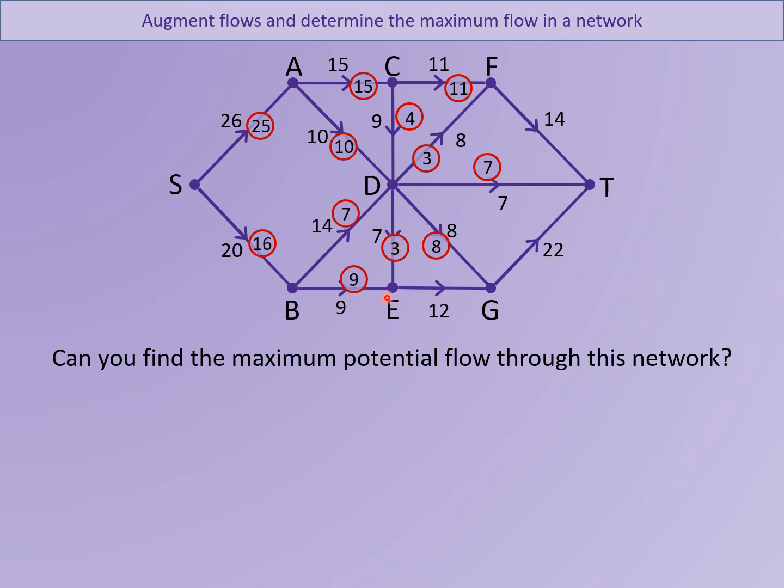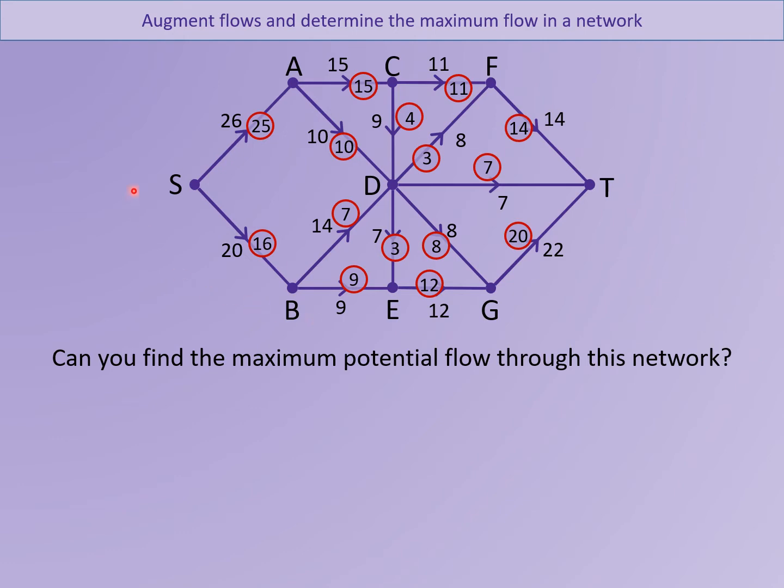9 and 3 flow into E, so there's 12 that flow out of it. And then you can fill in the last ones, because 11 and 7 is going to make 14, and 8 and 12 makes 20. So that is the very best flow, okay? And there was no easy way to do that. You just had to keep playing with the numbers until you got to this position.